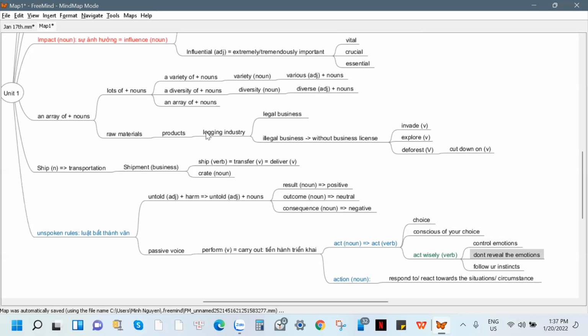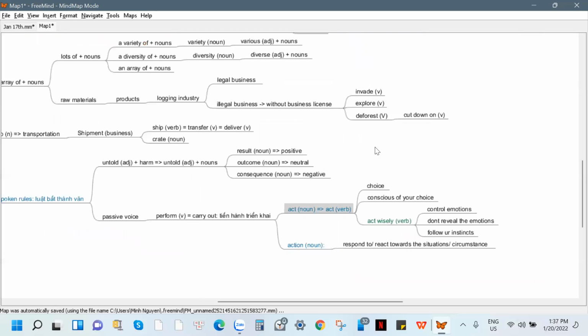We don't reveal the emotions because people don't want to see your emotions. They just want to see the result or the consequence of your act. That is why people choose to act wisely in business or in situations in which they have to get something done. So from now on, please remember the difference between the word act, noun in English, and action as a noun in English.